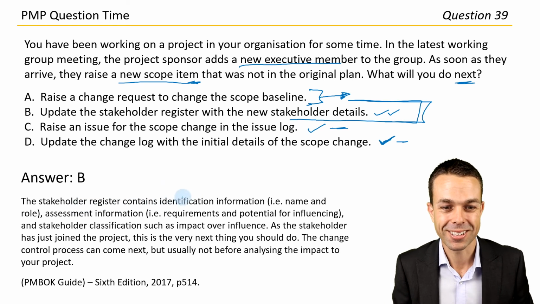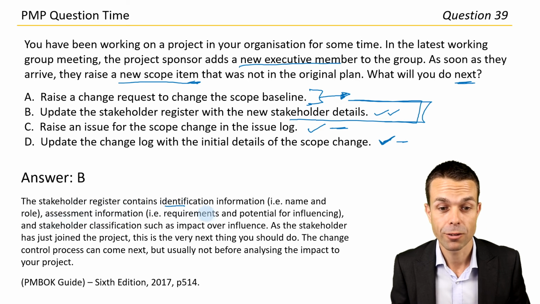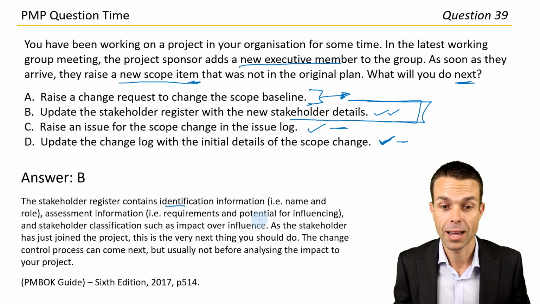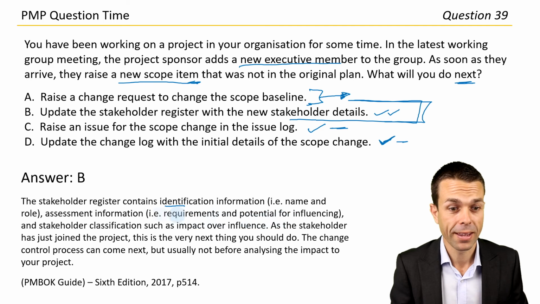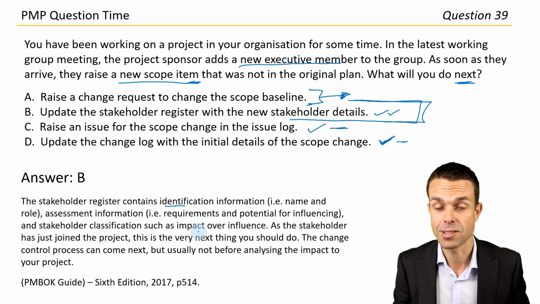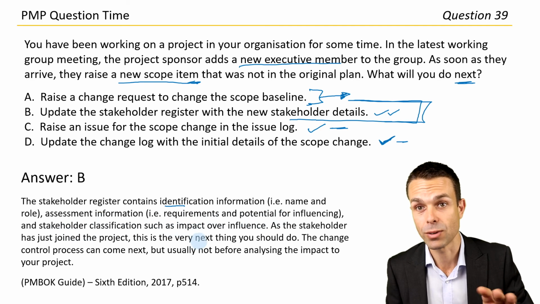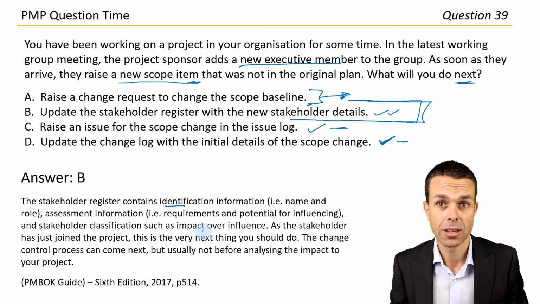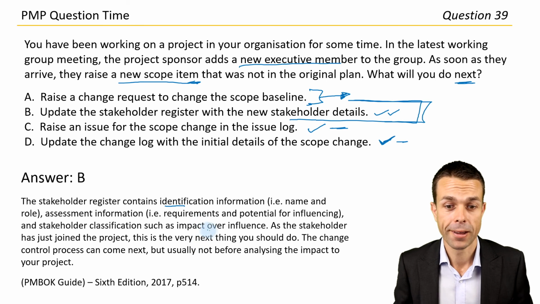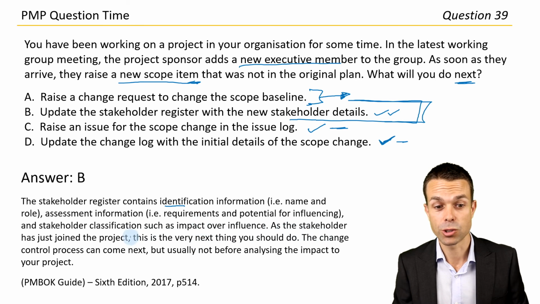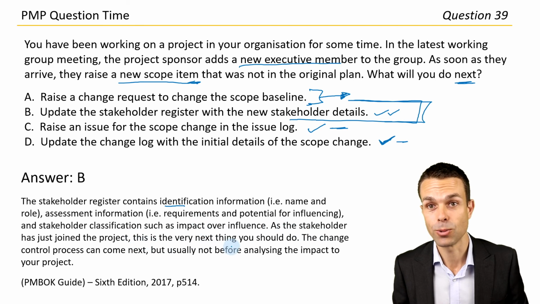The stakeholder register contains identification information, name and role, assessment information, for example, requirements and potential for influencing the project, and stakeholder classification, such as the impact that we're giving. You know, are we really impacting their area? Maybe we need to listen to them then. And as the stakeholder has just joined the project, this is the very next thing that we need to do.